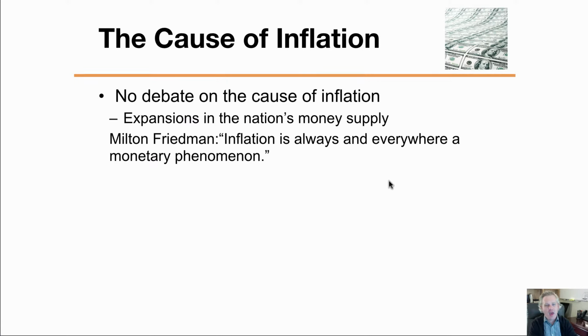Inflation is everywhere and always. Oh, sorry, I got the quote wrong. Milton Friedman: inflation is always and everywhere a monetary phenomenon. So inflation is caused by expansion in the money supply. If you print more money, if the government issues more and more dollars out into the economy, then the price level will eventually compensate and rise. All right. So inflation is determined by expansion in a nation's money supply.